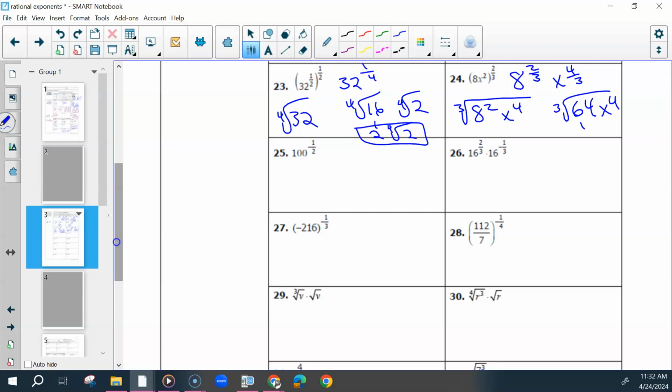So what is the cube root of 64? 4. And then if I didn't split this, but if I did split this, 3 goes in 4 how many times? 1. So how much left over? 1. So that would be 4x times the cube root of x.